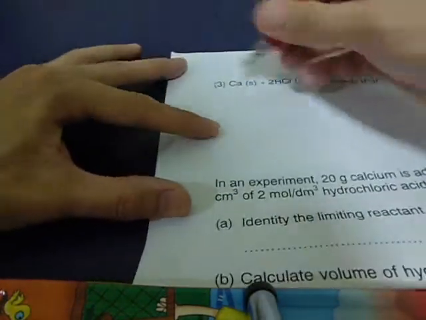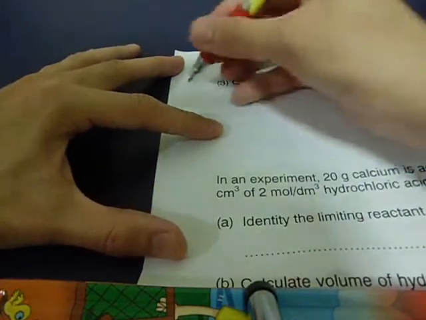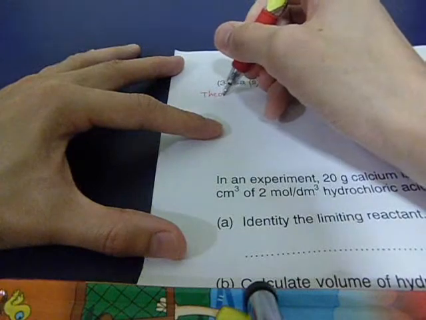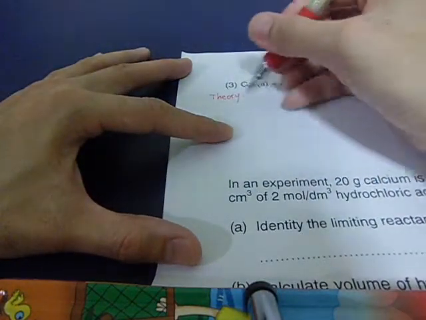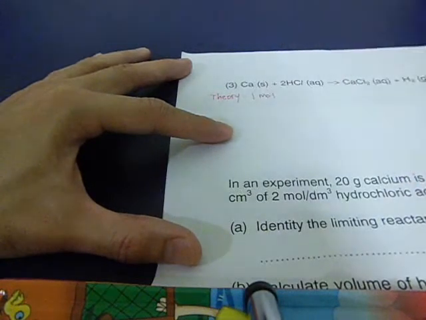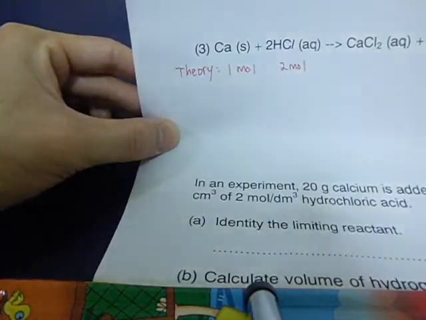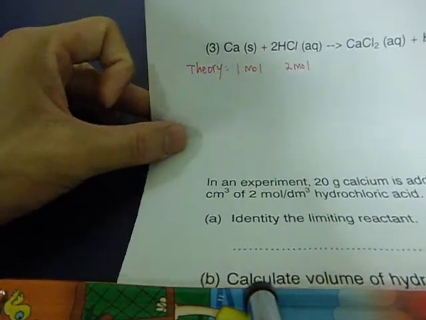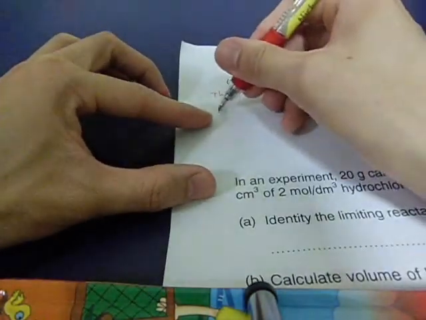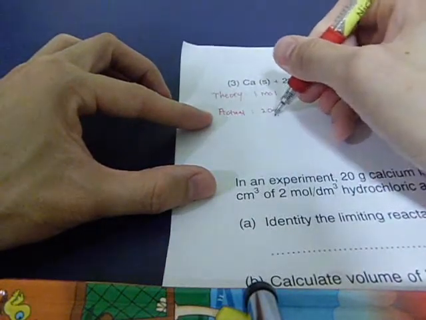Similarly, whenever the question asks you to identify the limiting or excess reactant, you have to compare what is in the theory with the actual. The theory says 1 mole of calcium reacts with 2 mole of hydrochloric acid. Okay, 1 mole and 2 mole. Now we have 20 gram of calcium. Now actual, we have 20 gram of calcium.